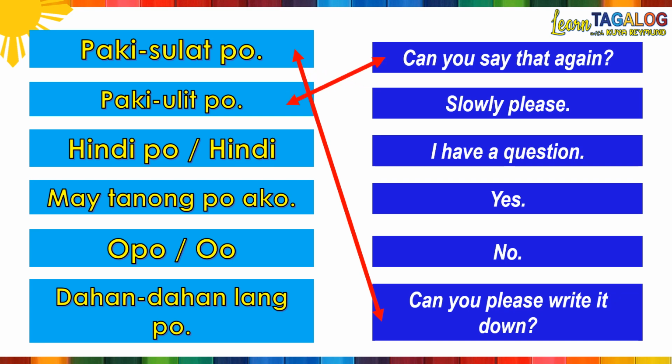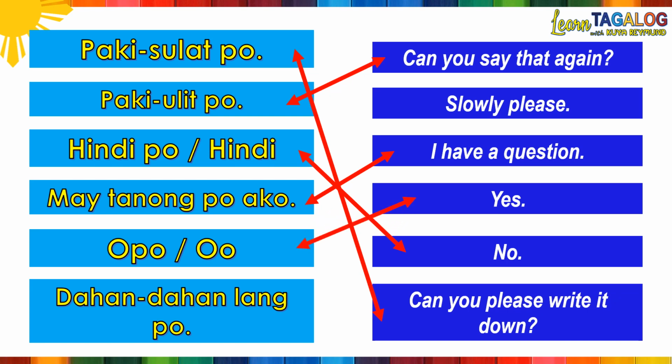Next is pakiulit po. Pakiulit po in English is, can you say that again? Number 3 is we have hindi po or hindi. Hindi po or hindi in English means no. Number 4 is may tanong po ako. In English is, I have a question.